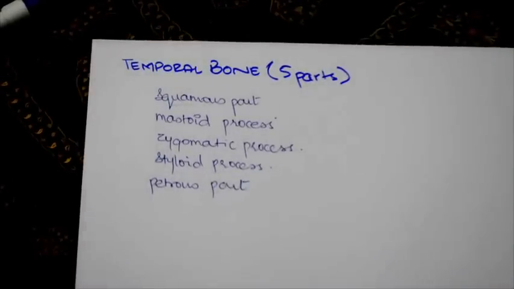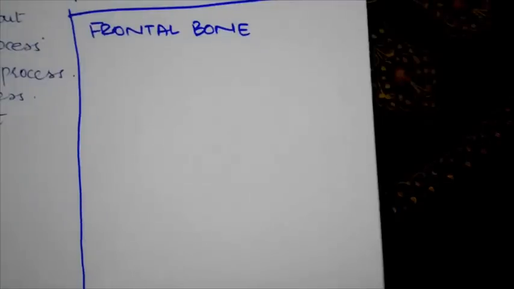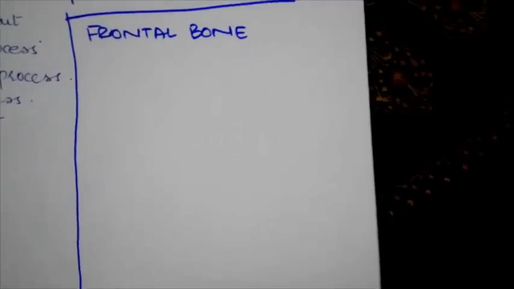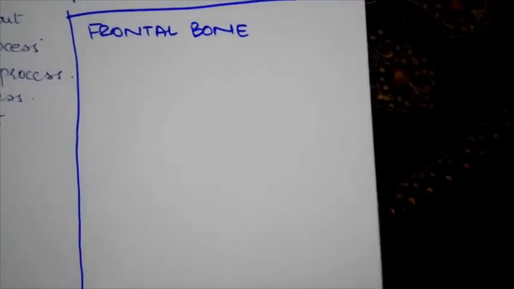Now we'll discuss the frontal bone, and in the frontal bone just write down whatever I'm speaking, so it's easier for you because I'm trying to explain it more than to just write it down. So the first point is that there's an orbital plate of the frontal bone which is making the roof of the orbit.